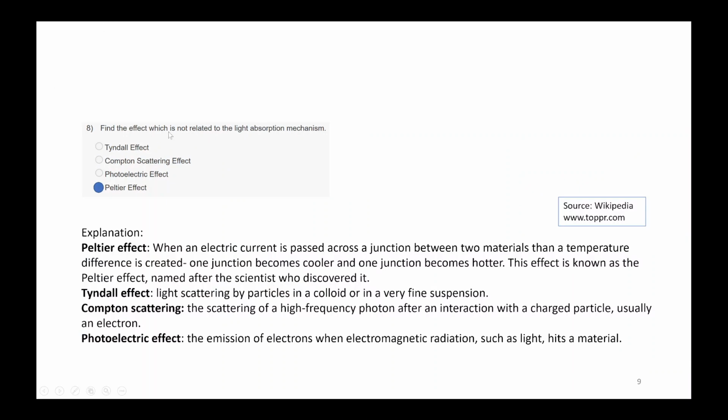The eighth question is which effect is not related to the light absorption mechanism? And these are the options: Tyndall effect, Compton effect, photoelectric effect, or Peltier effect. Peltier effect is dependent on your current and temperature difference. So this will be your answer. Others are dependent on light absorption.